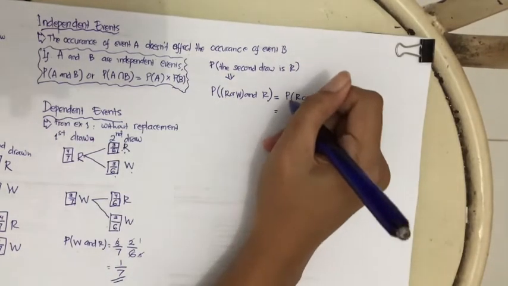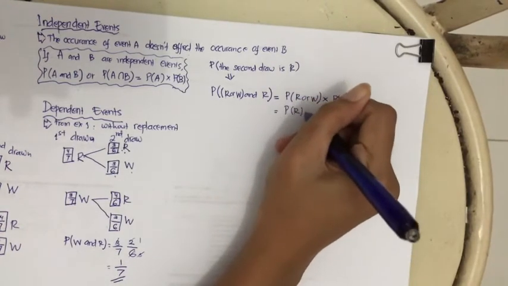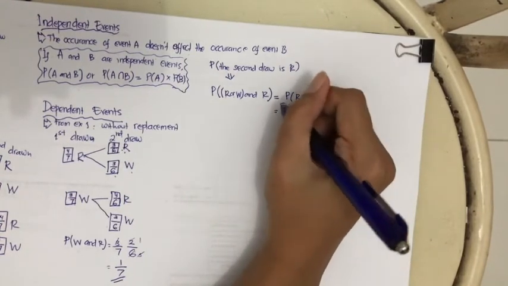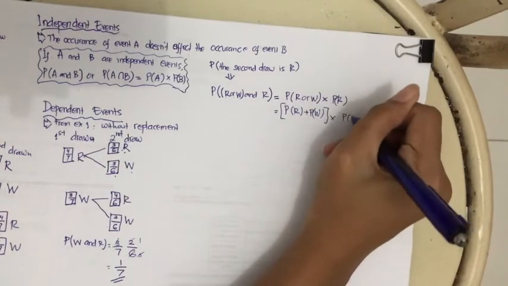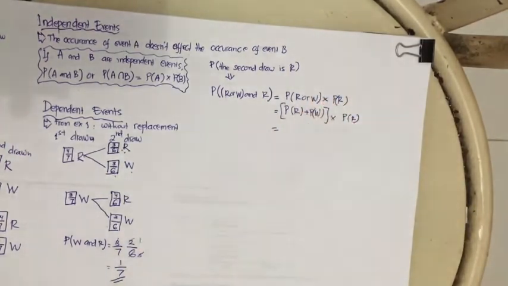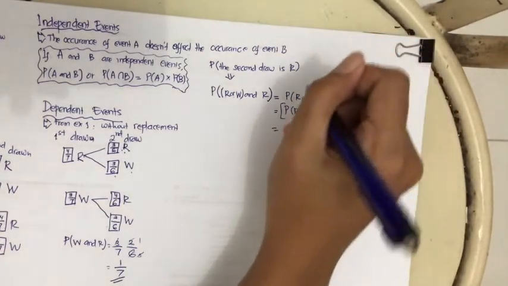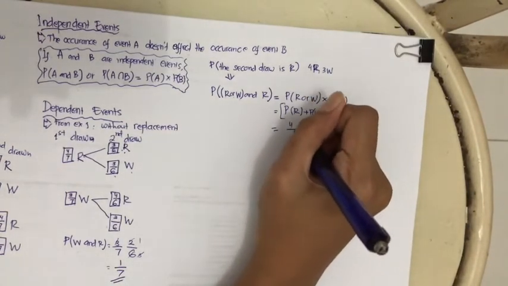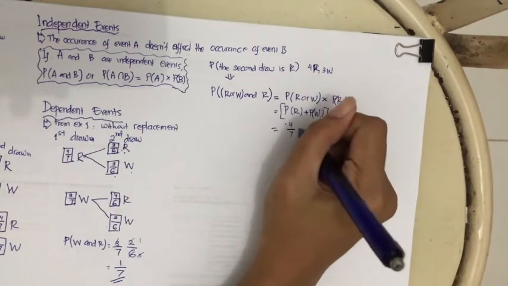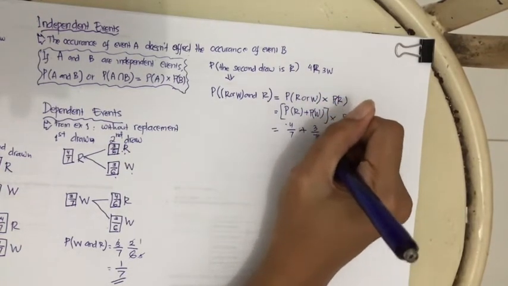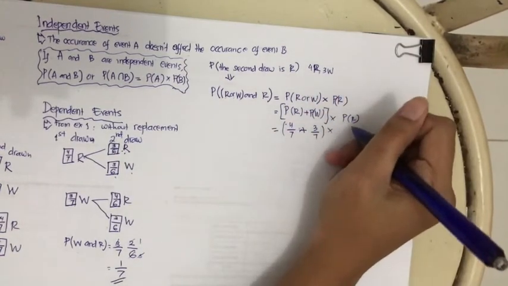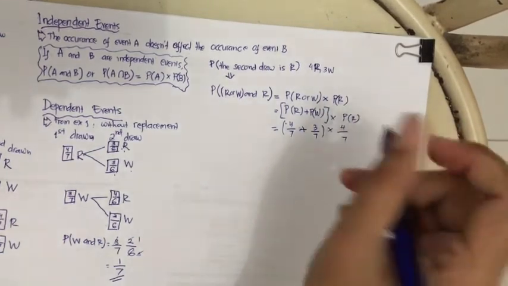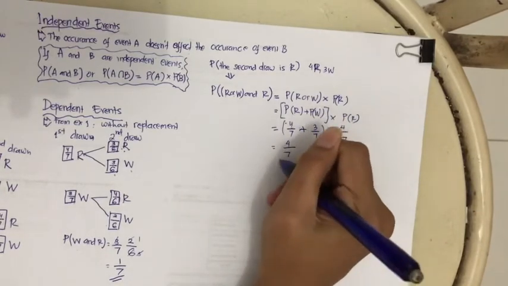So it will become P(R) times P(R) plus P(W) times P(R). What is P(R)? Our case is 4 red and 3 white marbles. So P(R) is 4 over 7, plus 3 over 7 times P(R). P(R) is 4 over 7. So it equals 4 over 7.